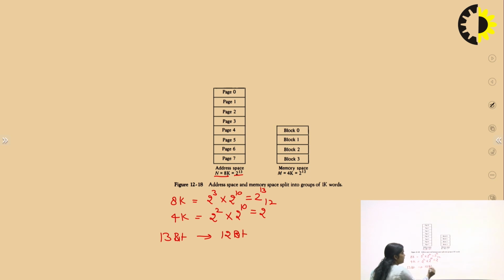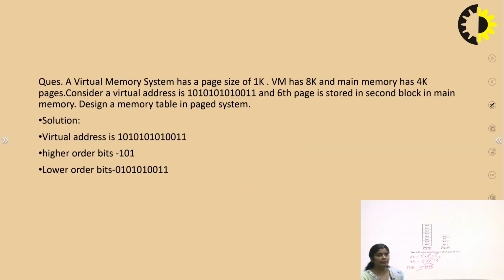So mapping is required, because the data or information stored in the virtual memory is recognized by the 13 bits in the virtual memory. When this virtual memory data goes to the physical memory, that data will be stored in 12-bit information. So definitely a mapping is required. Let's discuss how the mapping will be done.